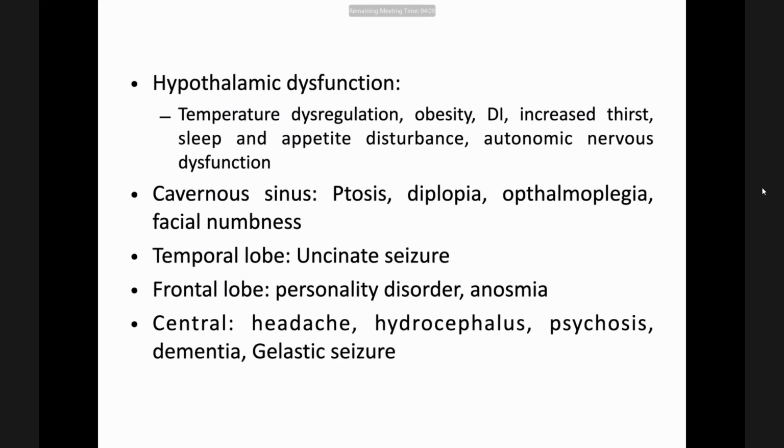disturbance, autonomic nervous dysfunctions. Then if the related anatomic structures are damaged, like the cavernous sinus where the third cranial or sixth cranial nerves are passing, when that region is compressed then the patient may present with ptosis, diplopia, ophthalmoplegia and facial numbness. Similarly, when the temporal lobe is affected, the patient may present with uncinate seizures. Frontal lobe problems like personality disorder, anosmia. Central features like meningeal irritation, such as headache, can occur. When ventricles are compressed, the patient may present with hydrocephalus, psychosis, and even sometimes dementia and epileptic seizures.